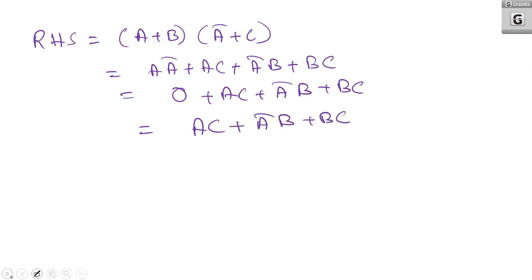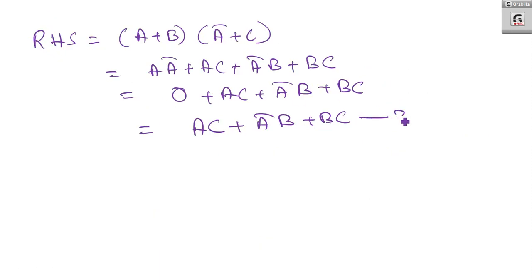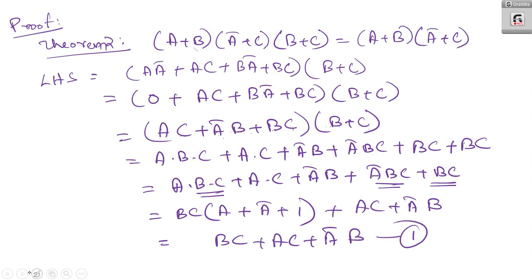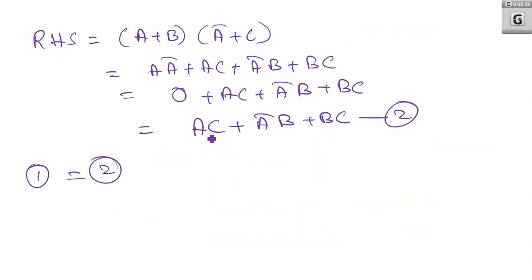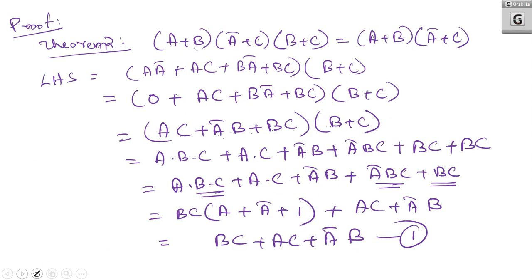Now please check whether equation 1 and equation 2 are the same. Yes, equation 1 is the same as equation number 2. Equation 1 is BC or AC or A bar B, and that is the same as BC or AC or A bar B. That proves theorem number 2. That is about the consensus theorem or included factor theorem.